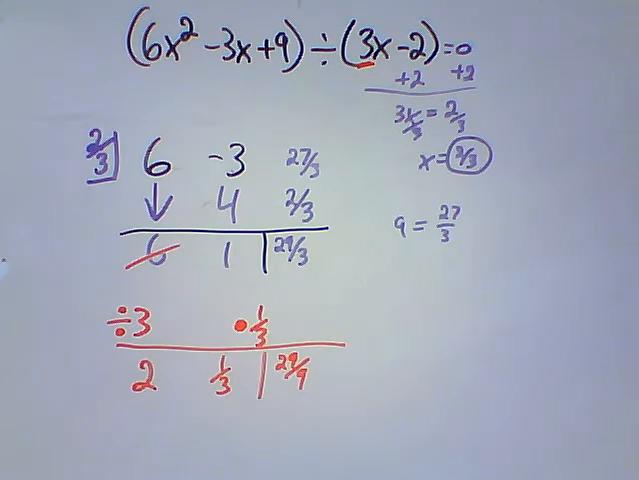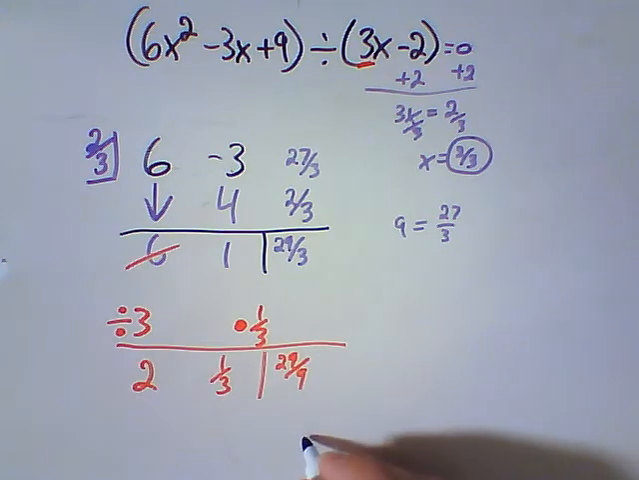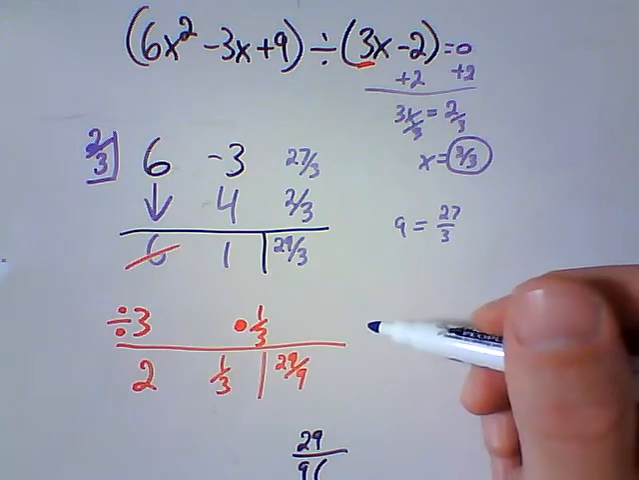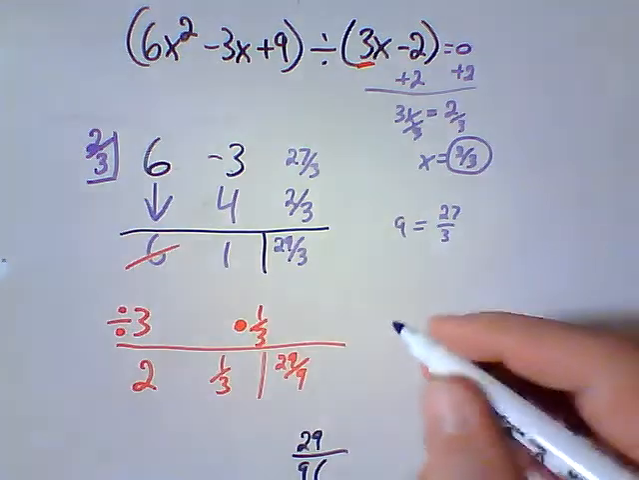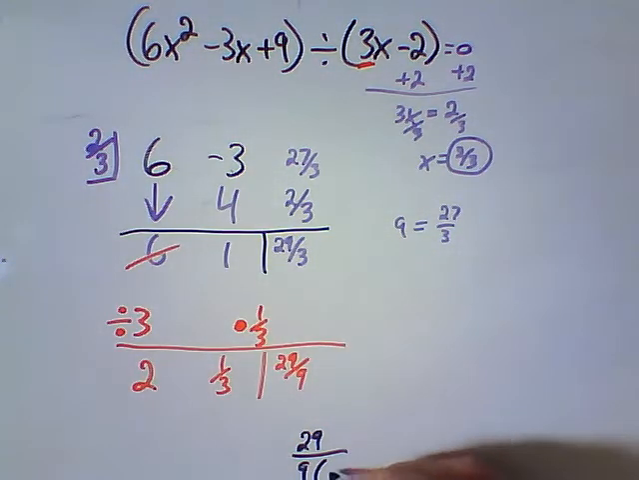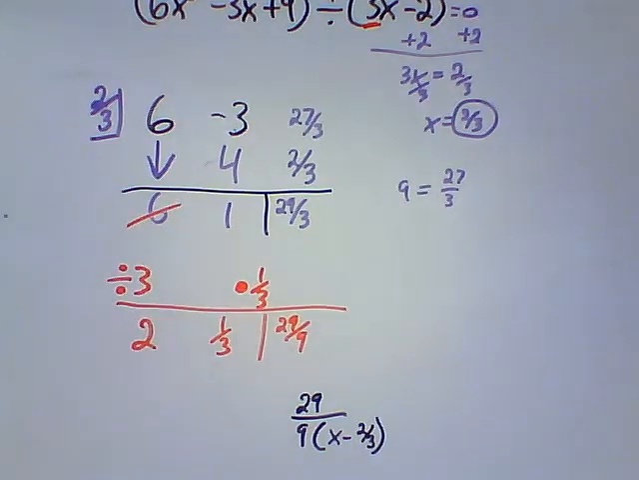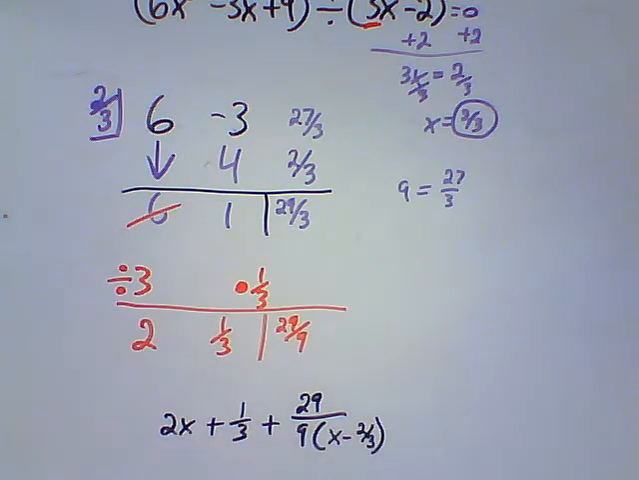Hold on. We're not done yet. Now I get to put in my x's. I'm going to start on the right. 29 over 9 times, what did I actually divide by? What I actually divided by was x minus 2/3. It's always x minus whatever I was using as my multiplier. So x minus 2/3. That's kind of tricky. Oh, I'm almost off the screen. You guys can't see all of that. Alright? Plus 1/3 plus 2x.